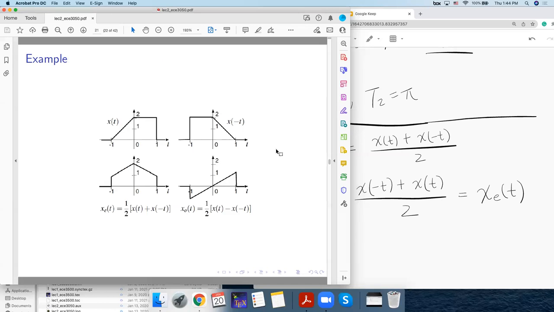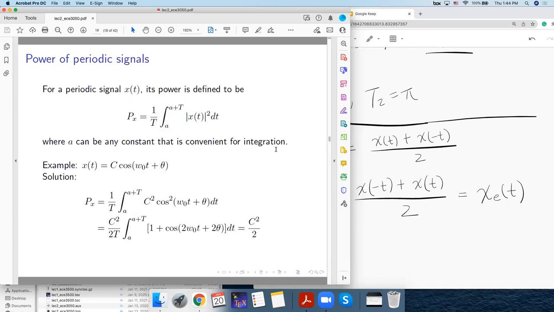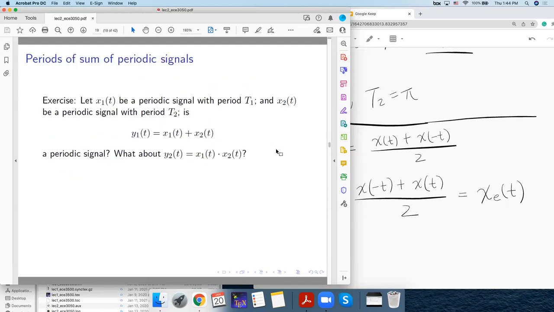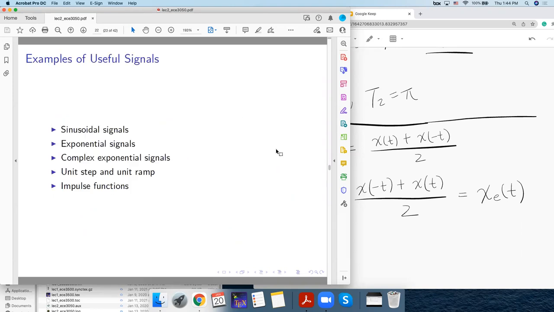So in this lecture, we basically introduced some basic properties of signals, basic operations, and talked about their periods, and even and odd parts. So with these basic concepts, starting from the next lecture, we will introduce many different types of useful signals that we will utilize throughout this course.